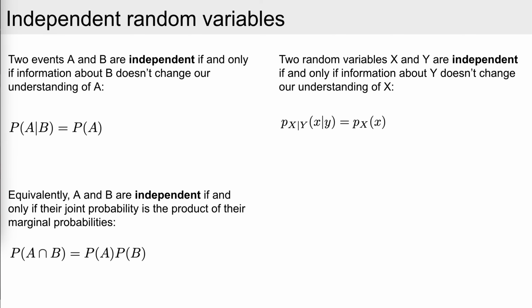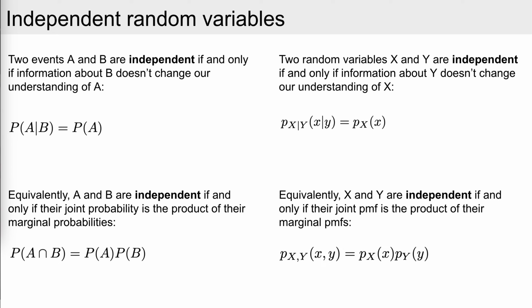Equivalently, we learn that events A and B are independent if and only if their joint probability is the product of their marginal probabilities. Similarly, random variables x and y are independent if and only if their joint PMF is the product of their marginal PMFs.